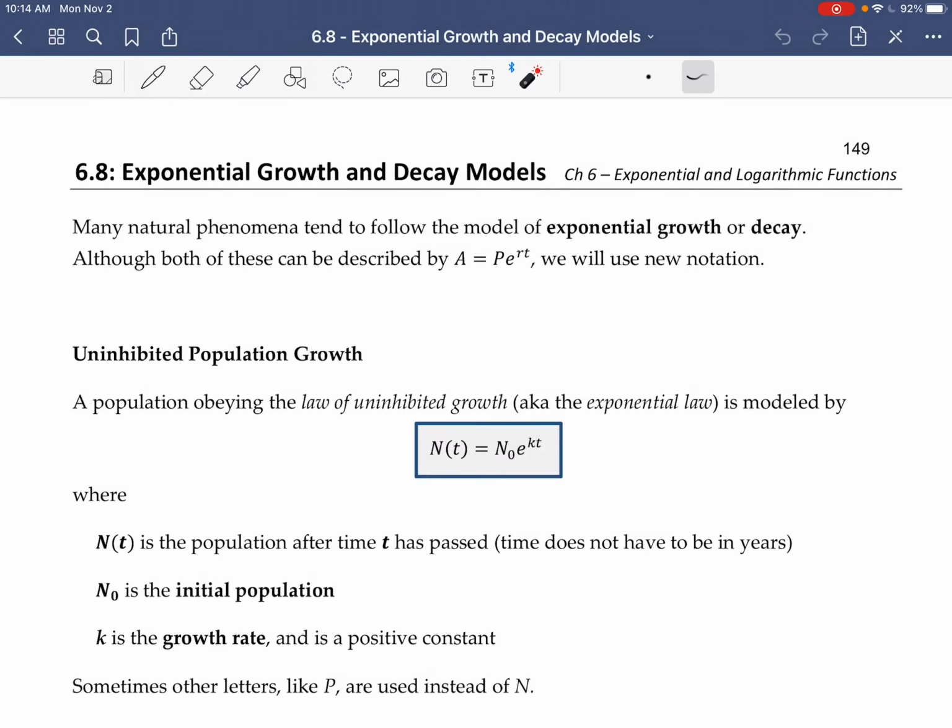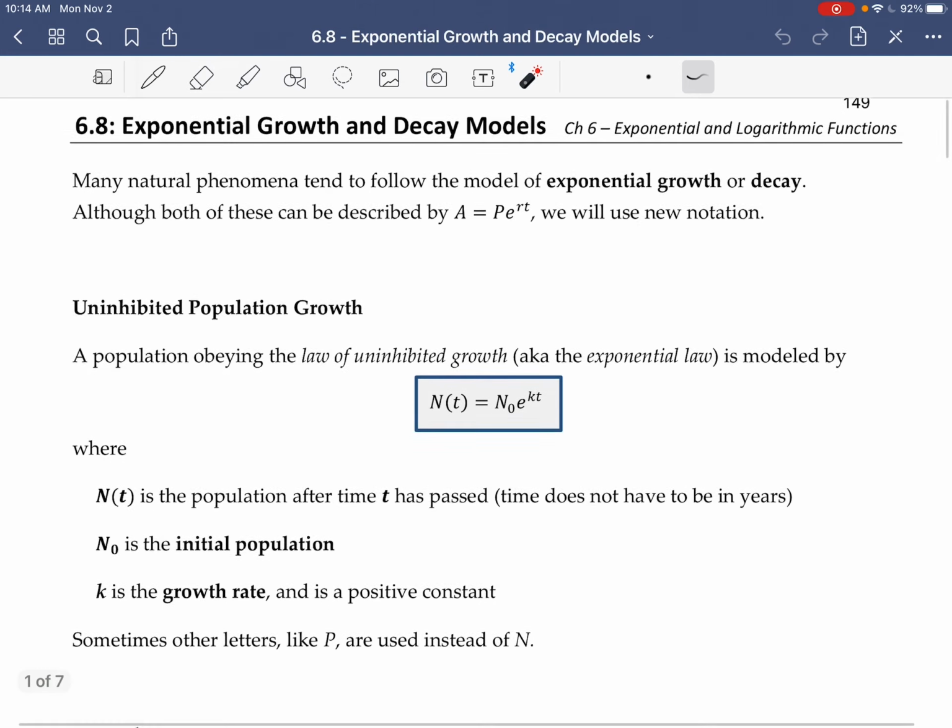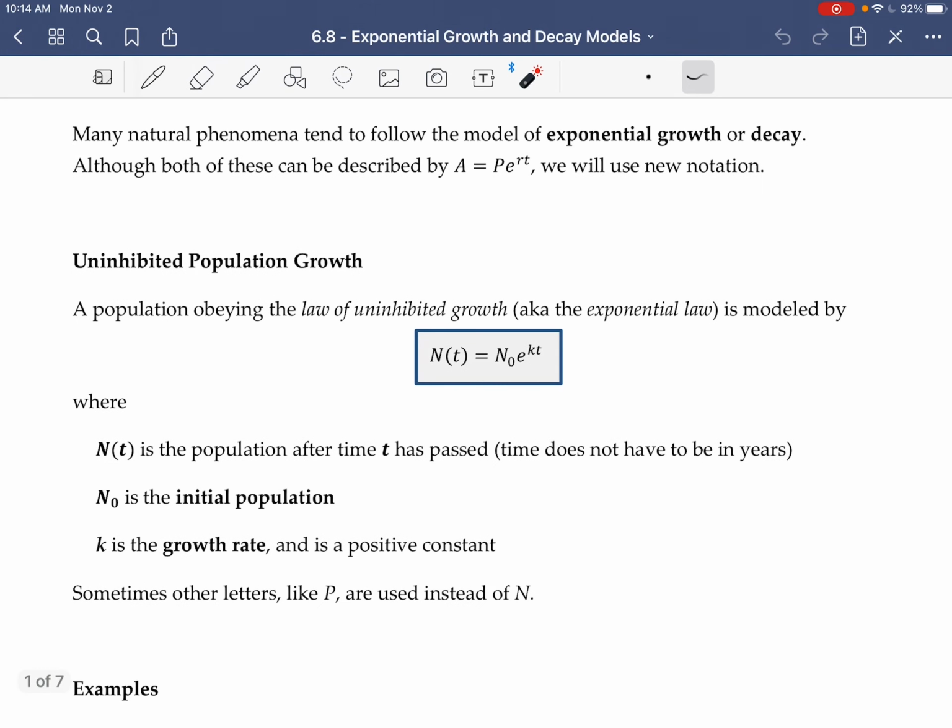In this video, we're going to talk about a different type of exponential model, exponential growth and decay models. Many natural phenomena tend to follow an exponential growth or decay, and both of these can be described using the same basic formula, A equals P e to the RT, but we're going to use some new notation that's common for these types of problems.